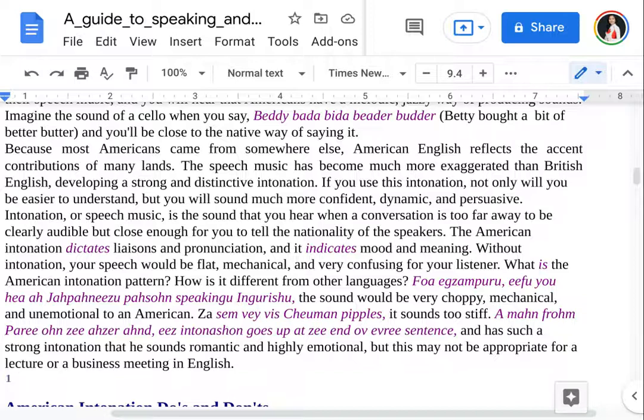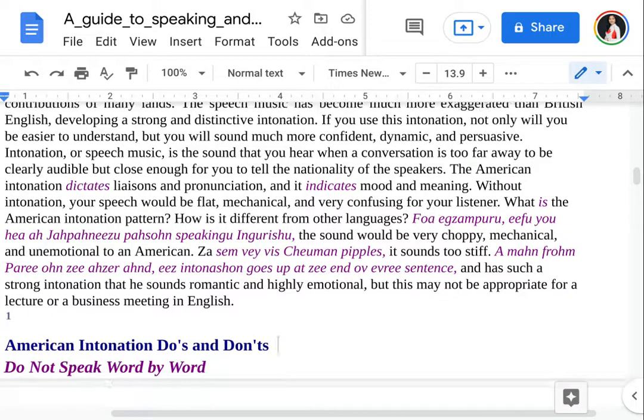What is the American intonation pattern? How is it different from other languages? For example, if you hear a Japanese person speaking English, the sound would be very choppy, mechanical, and unemotional to an American. The same with German people. It sounds too stiff. A man from Paris, on the other hand, his intonation goes up at the end of every sentence and has such a strong intonation that he sounds romantic and highly emotional, but this may not be appropriate for a lecture or a business meeting in English.